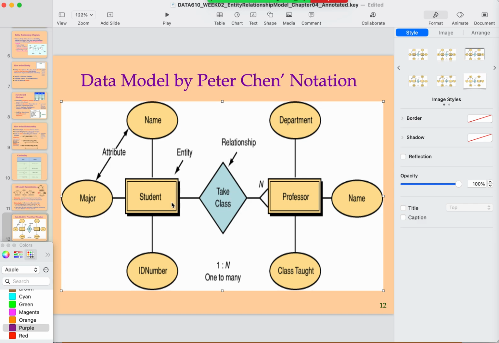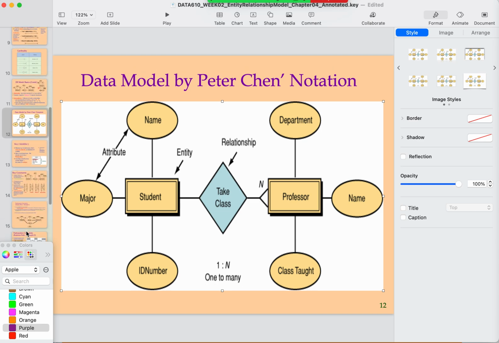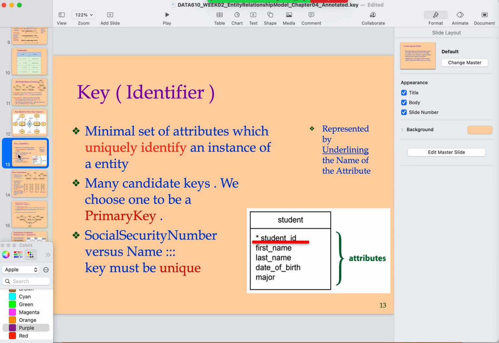So the student is studying under this professor. That is the relationship between them. The student is studying with this professor, or the student is taking a class with this professor. A student can take many classes, so one-to-many relationship is here. Student can have multiple classes or professors. So this is how the entity relationship diagram looks like.